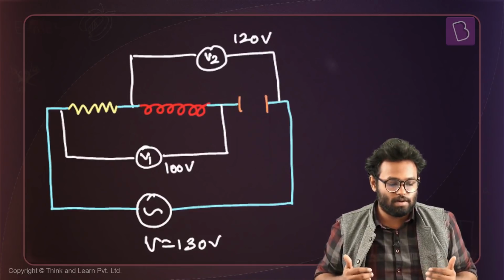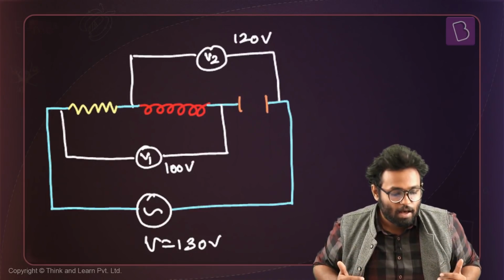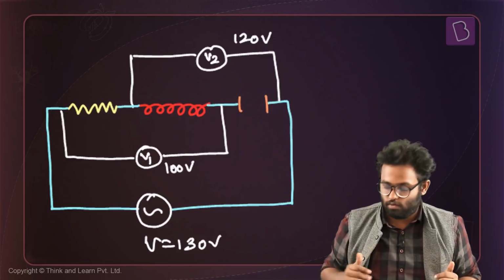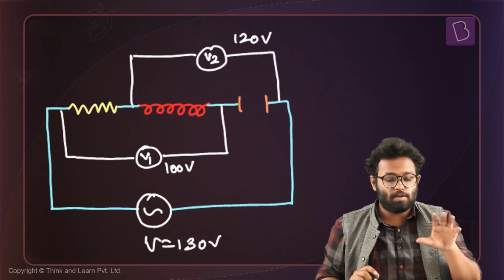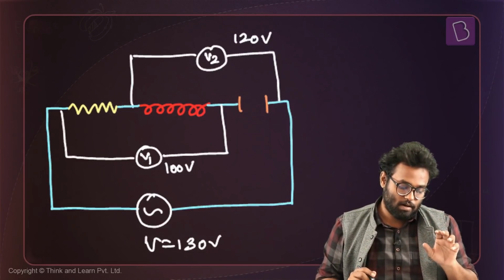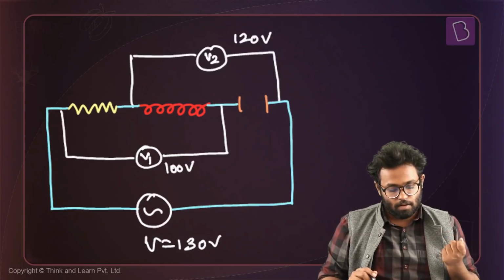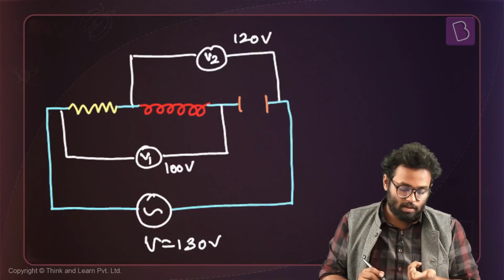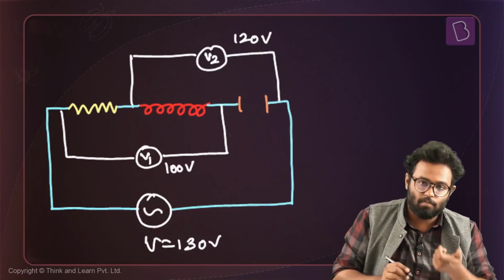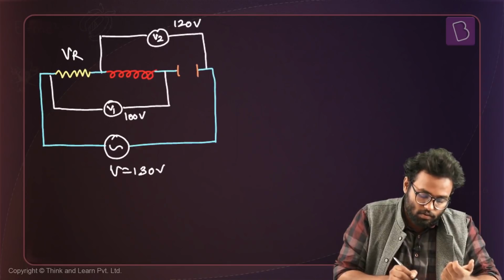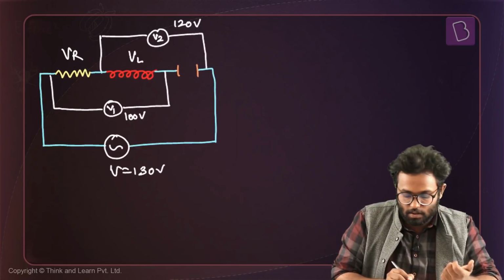The options give the voltage across the resistor, inductor and capacitor, the power factor, and the nature of this circuit. So we have to basically find the voltages across each of these devices. Now how would I do that? I know the total voltage is 130, and let's say the potential difference across the resistor is VR, across the inductor is VL, and across the capacitor is VC.